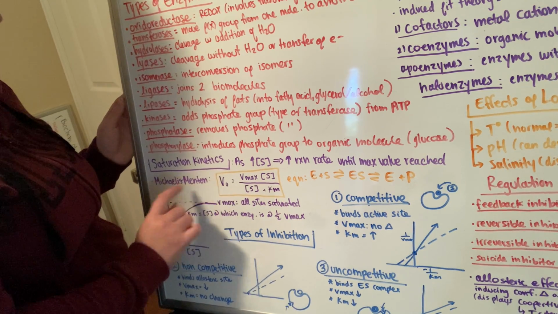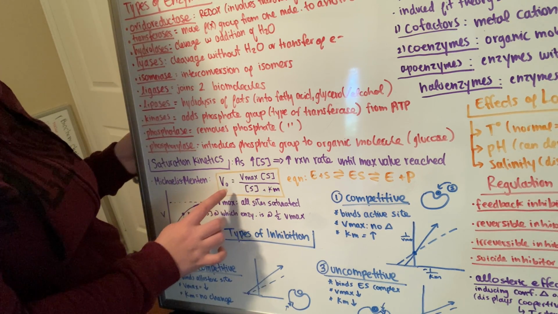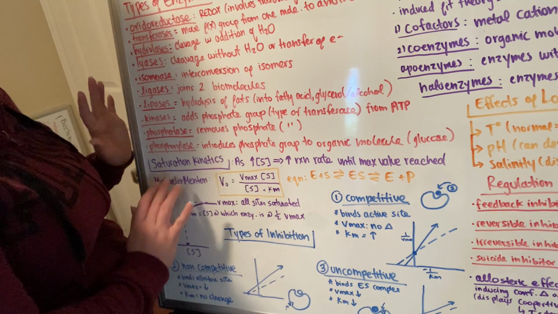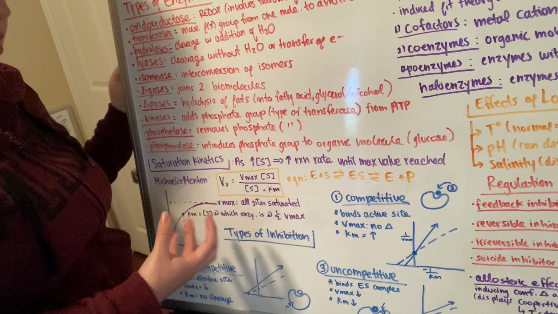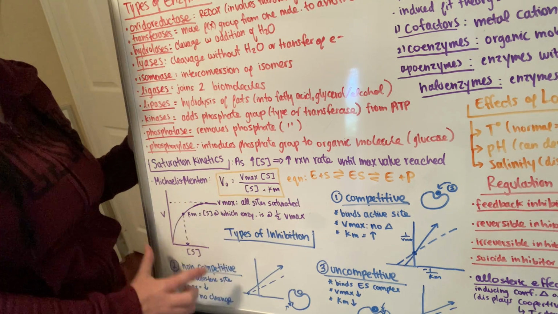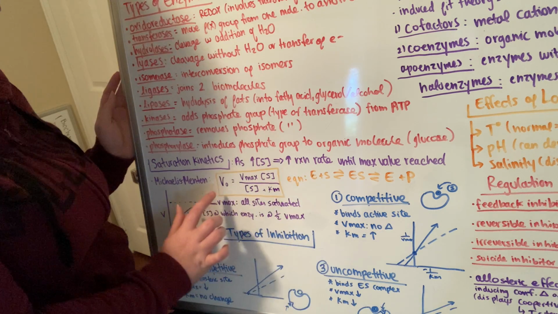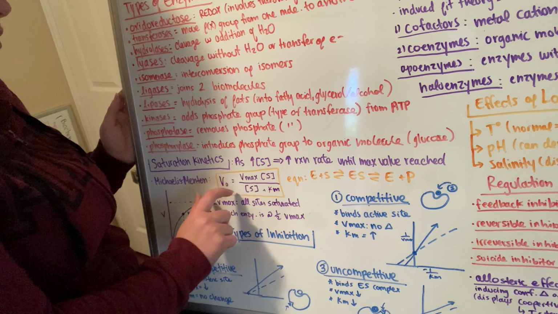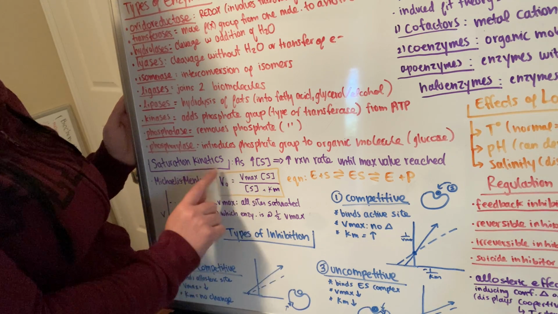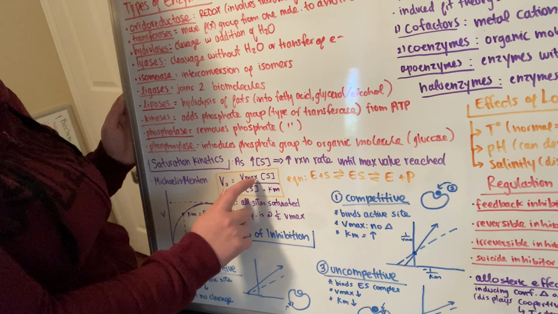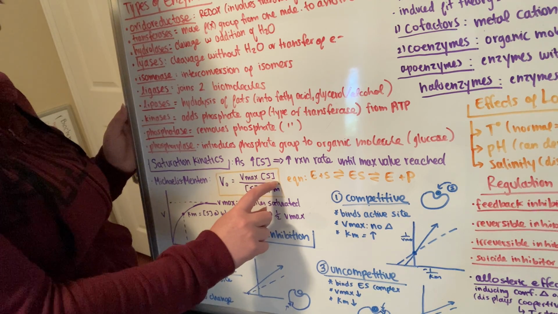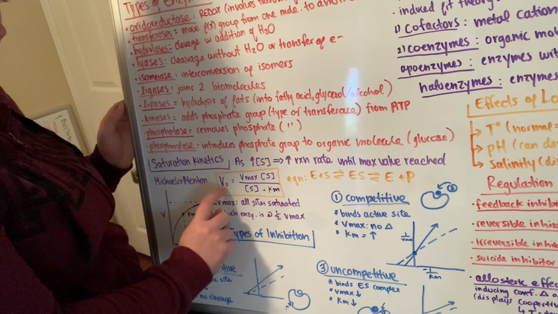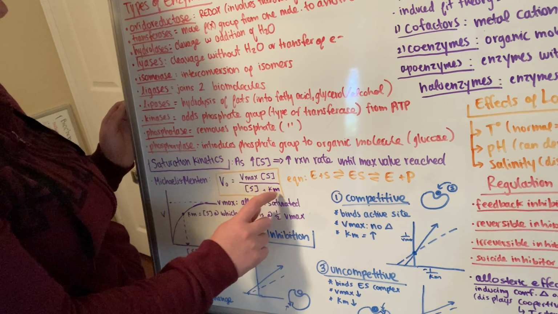This isn't necessarily the Michaelis-Menten equation, but this equation relates to this Michaelis-Menten graph. So we have V naught, a V value, which is the speed of the reaction, and it equals the Vmax times the substrate concentration, divided by the substrate concentration at this V value plus Km.